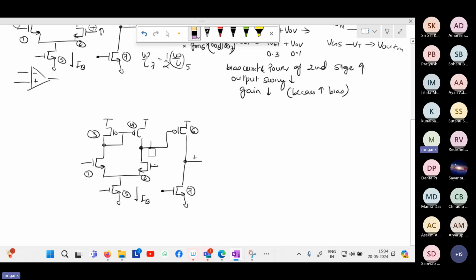Yes, anybody? In this circuit, which nodes will provide you the critical poles? So my final output node will be a critical node, because in that I have a resistance of ROP parallel RON, that is RO7 parallel RO6, and this first stage output will also give me another significant pole.